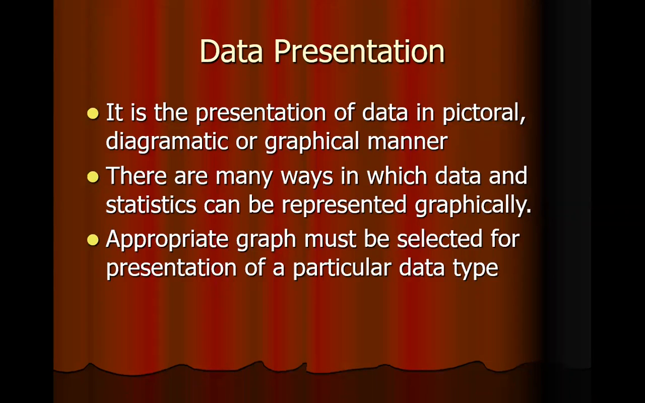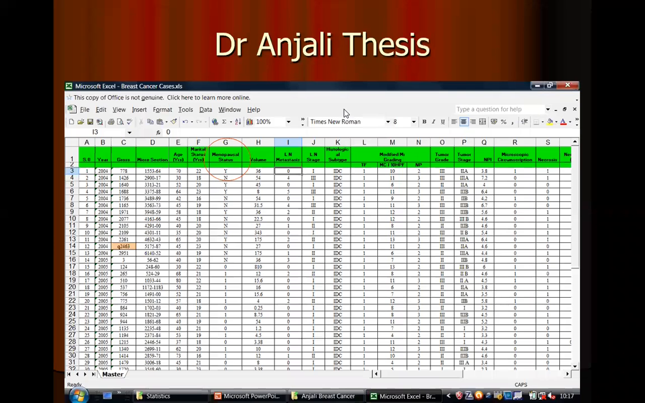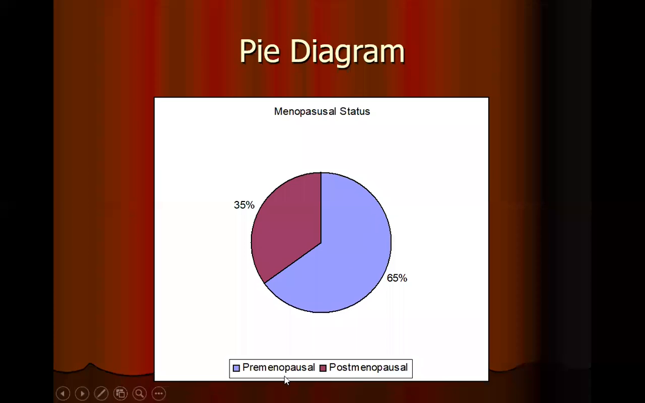So first we go to pie diagram. If you look at the data on menopausal status, it is a categorical data, nominal type, with two options, yes and no. So this is a categorical data. And for this categorical data, we can make pie diagram. So this is pie diagram of same. The premenopausal, which is colored in blue, the premenopausal patients were 65% and postmenopausal patients were 35%.